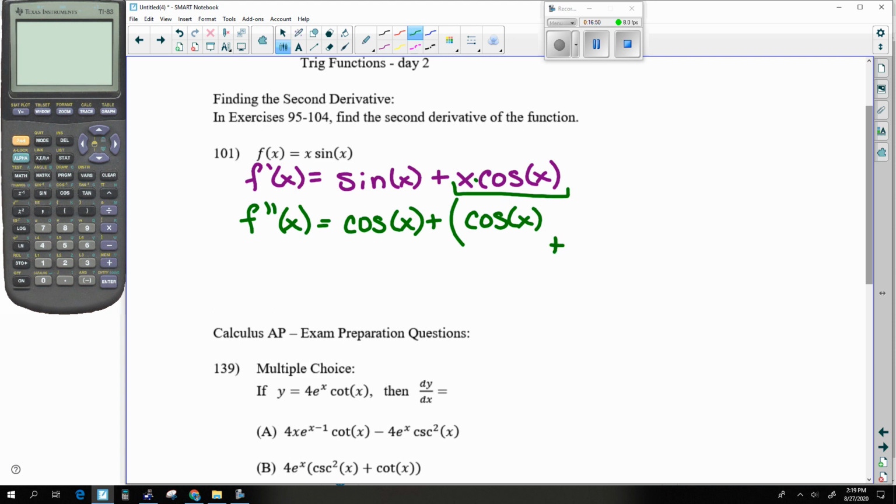So plus, leave the first alone, the derivative of the second. So a derivative of the first, and then derivative of the second. So cosine is going to be negative sine. So if you really think about it, this would be 2 cosine x minus x sine x.